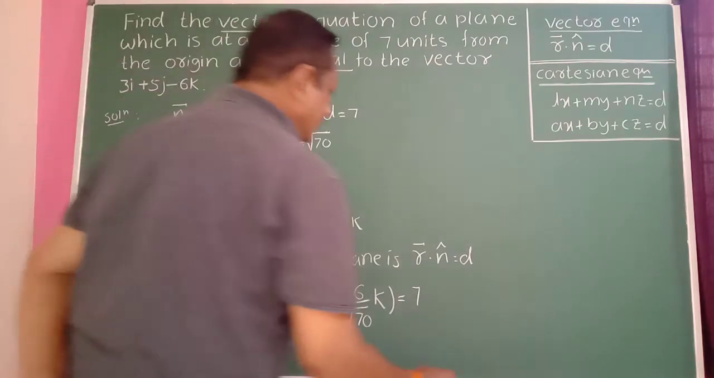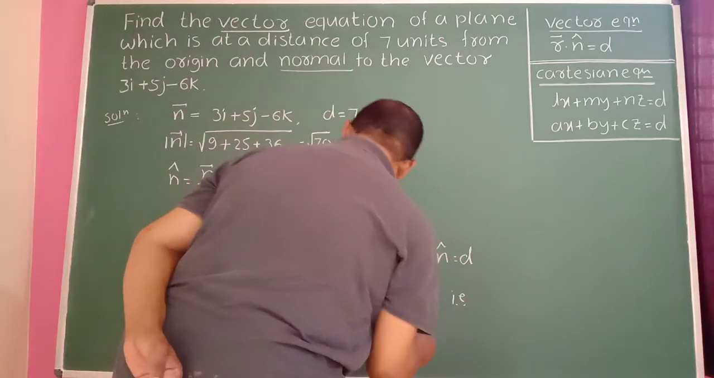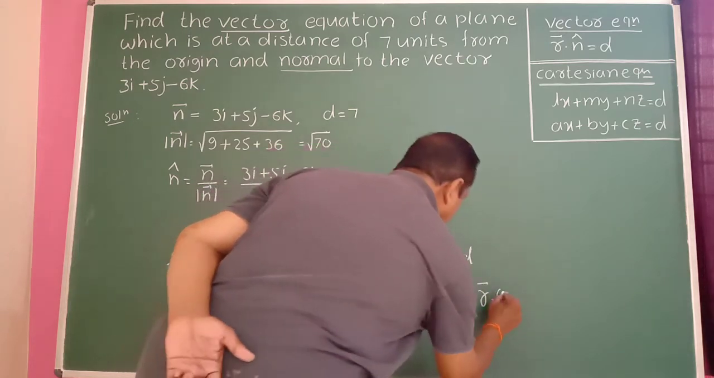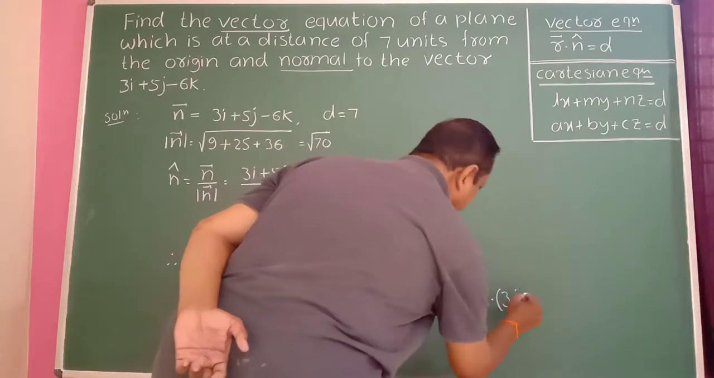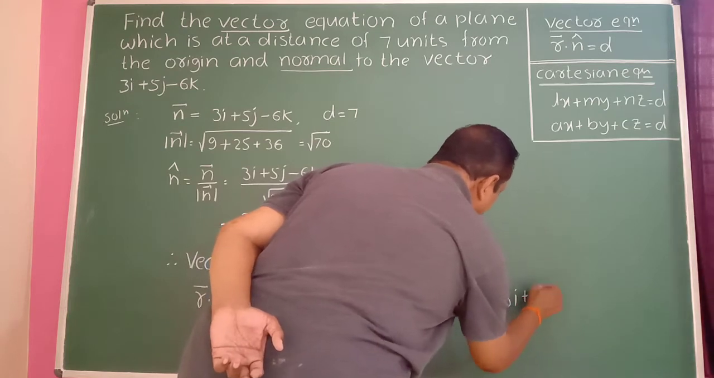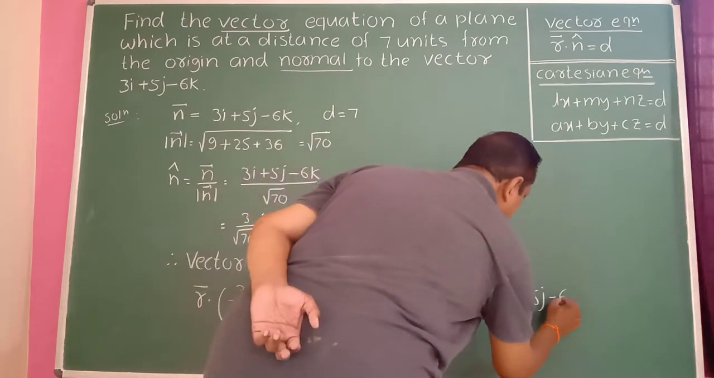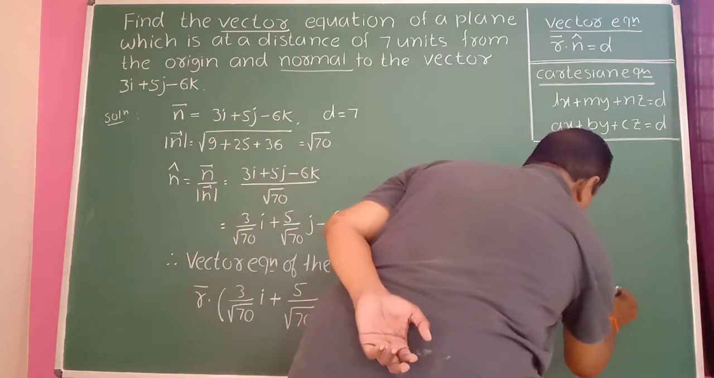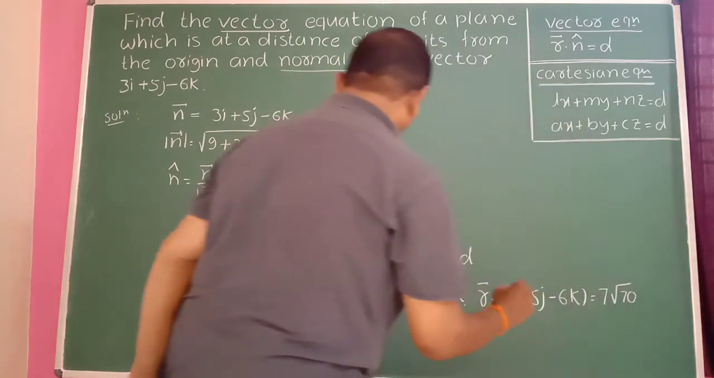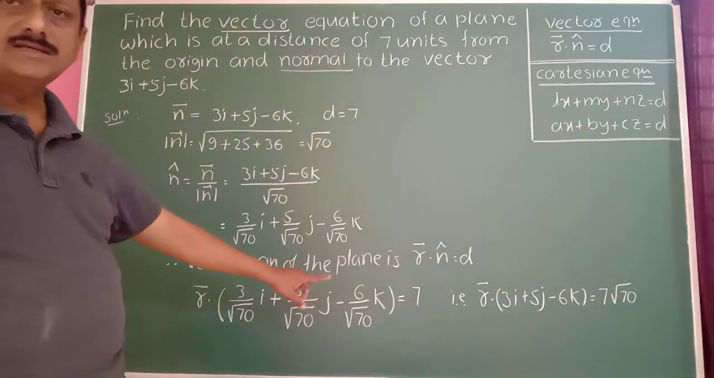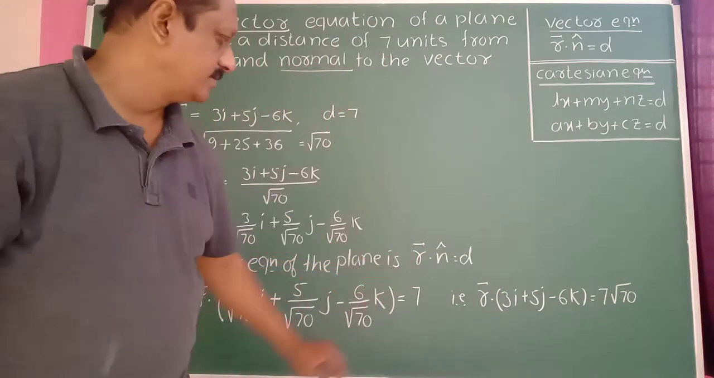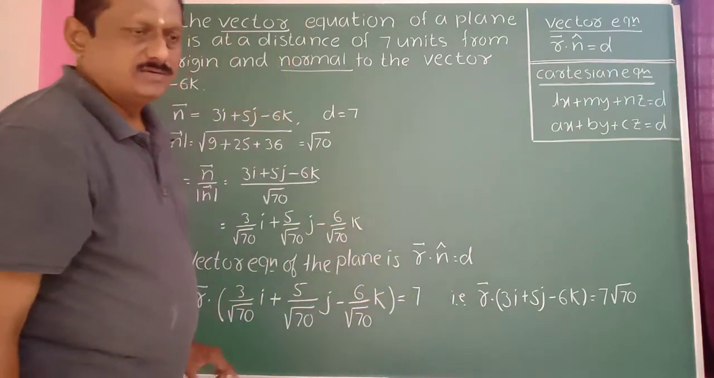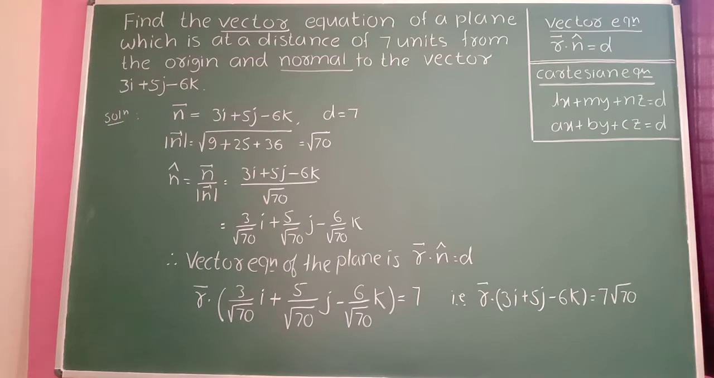You can also write it in this form, that is r bar dot of 3i + 5j - 6k is equal to 7 into root of 70. Multiplying both sides by root 70, we get this equation. You can write this one or you can write this one also. Both are equations of the plane.